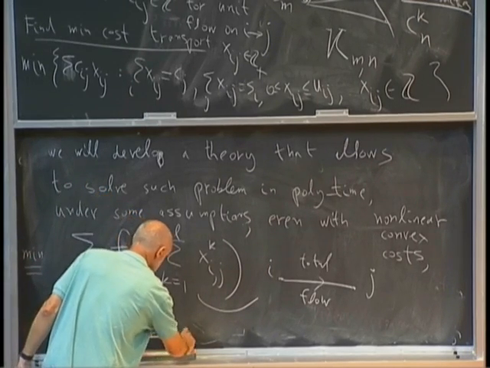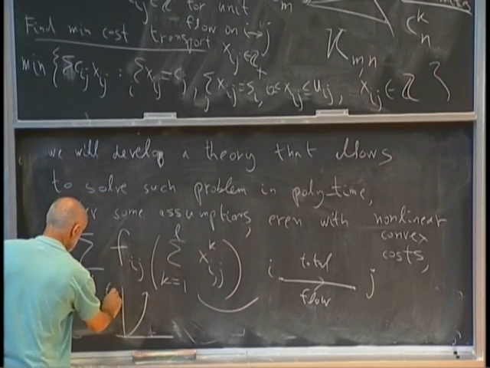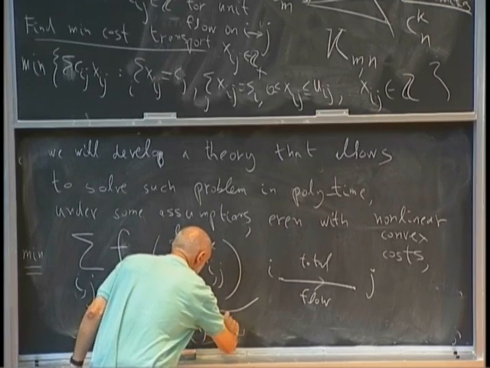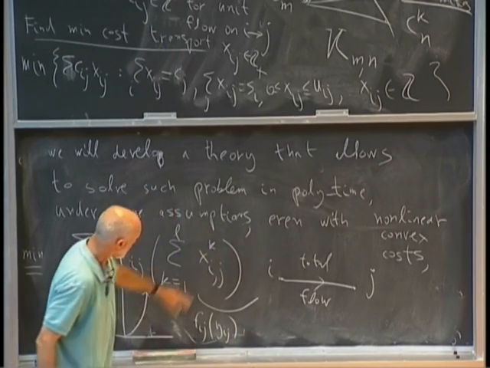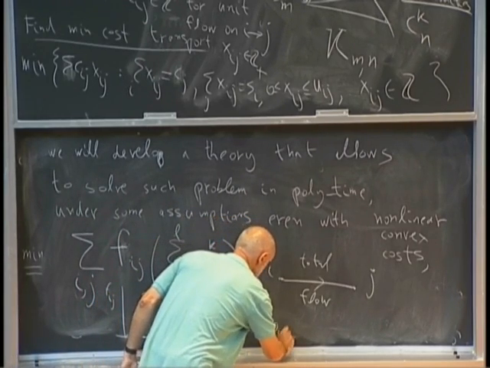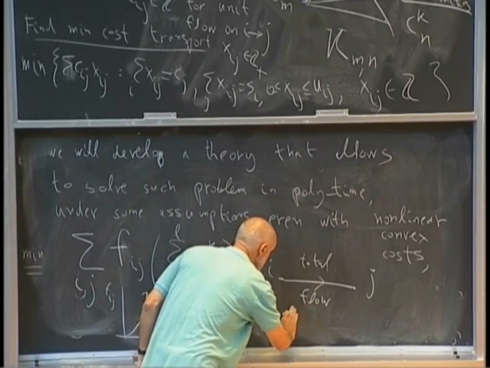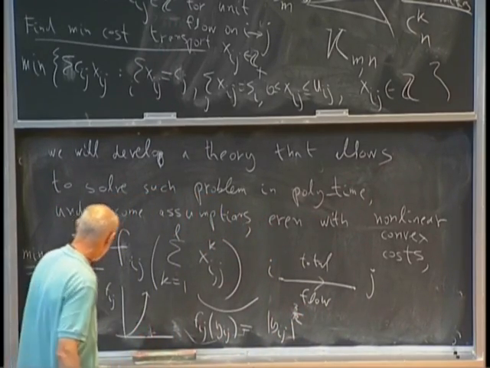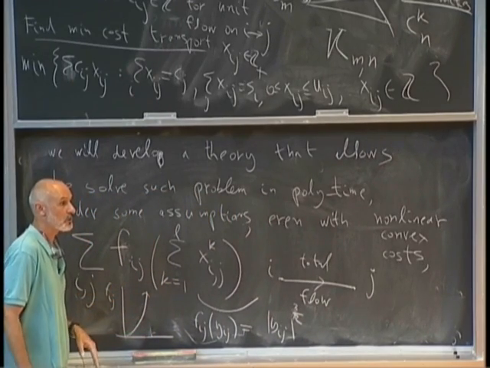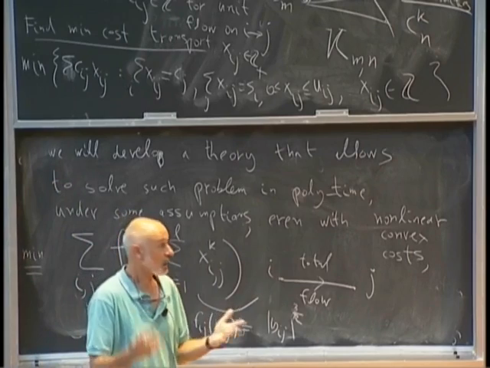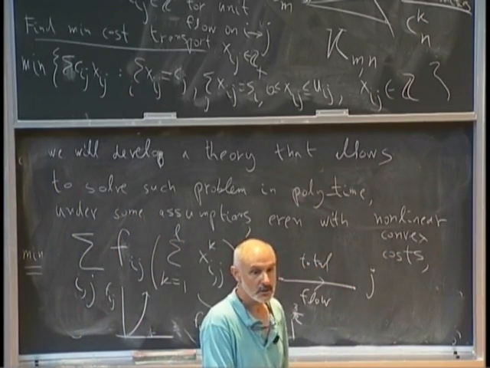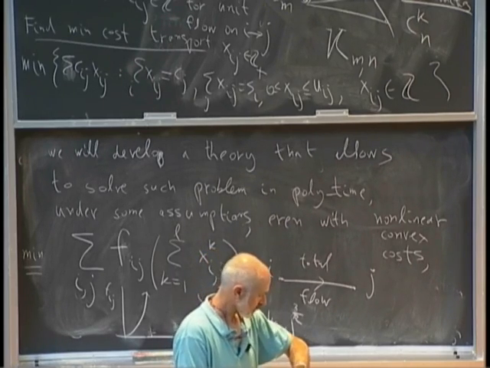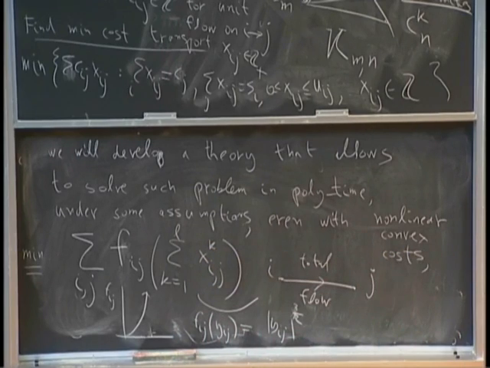So this is the flow, f_ij of y_ij, let's call this y_ij. Maybe it's y_ij to some power, I don't know, 3/2. Makes sense, right? The more traffic you have, the more you pay. And so this is a nonlinear objective. It's even harder than this NP-hard problem. But under some assumption, we will be able to solve this in polynomial time. So let's stop here. Okay, thanks.